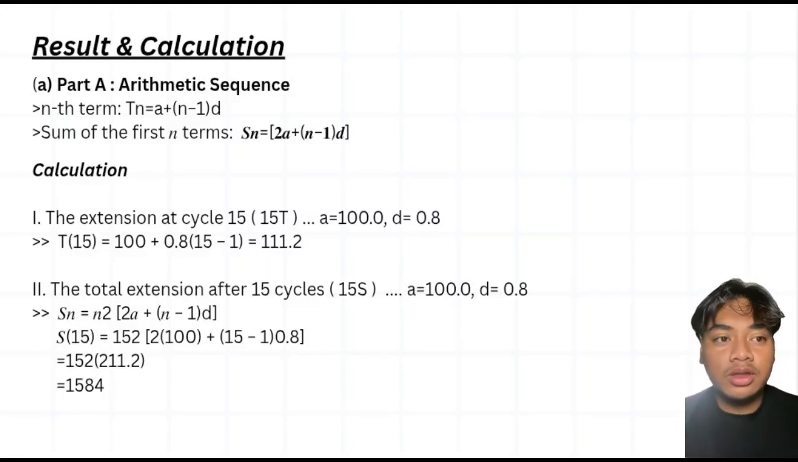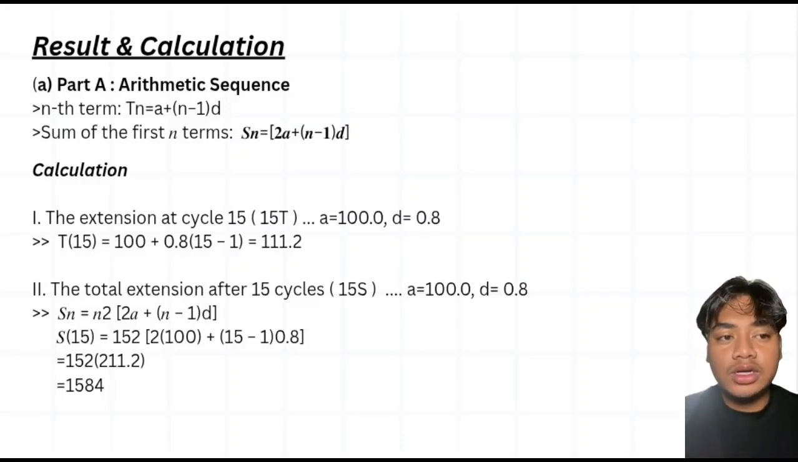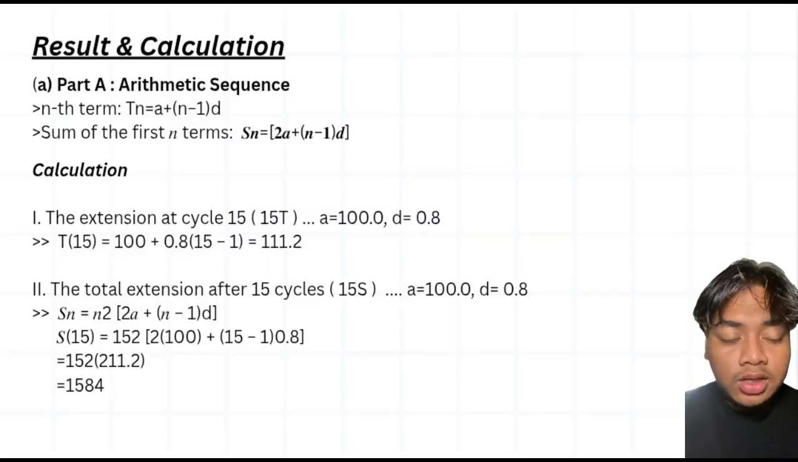The term minus 1, so the answer is 111.2. Then the next question is the total extension after 15 cycles. There is S15. So it's given like before, a equals 100, d equals 0.8. So we use all of them.